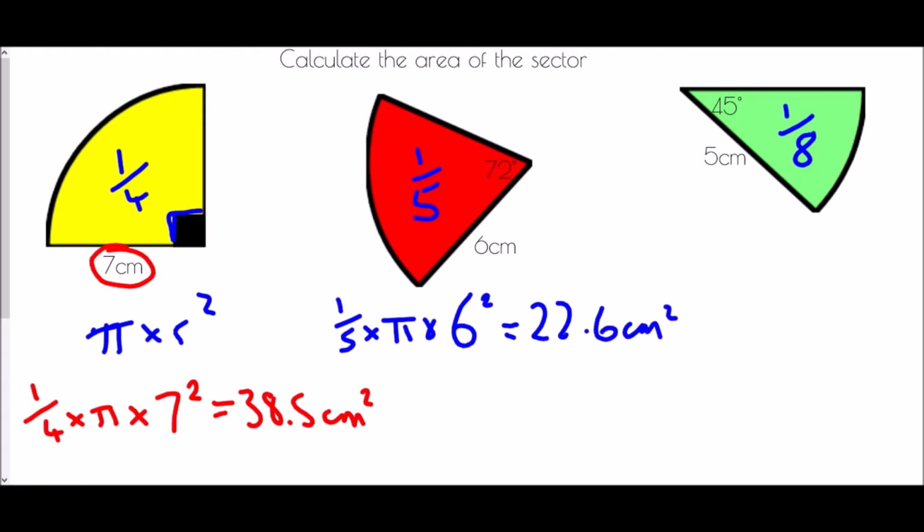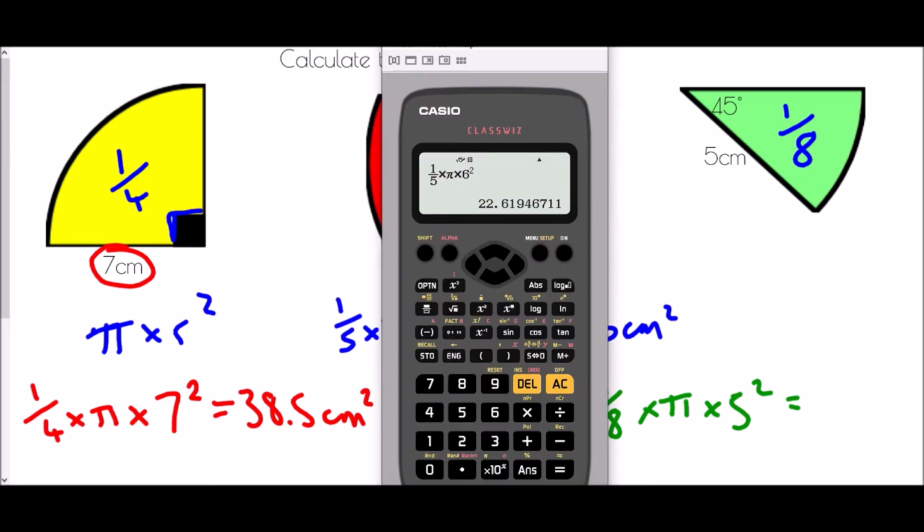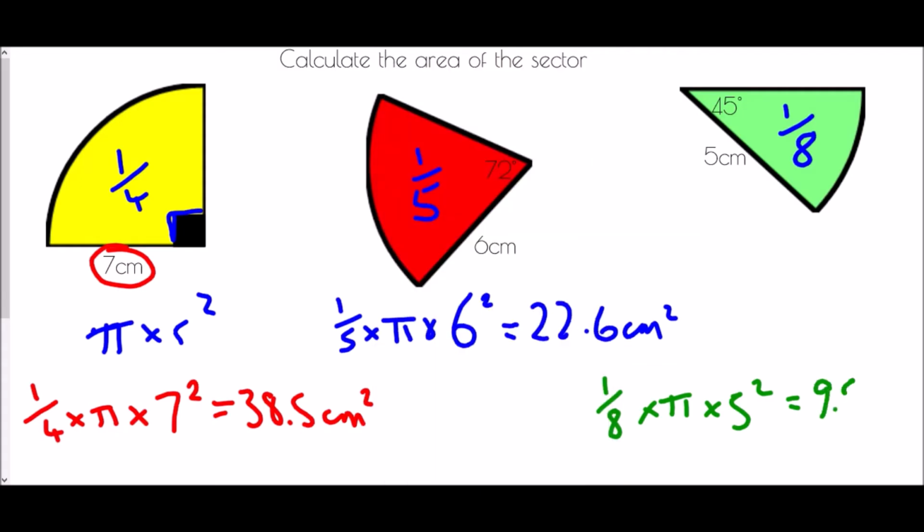centimetres squared. And for our last shape, we know that this is an eighth of a full circle, and so we just need to times it by the area for a full circle, which would be times 5 squared, and see what we get. And so 1/8 times pi times 5 squared equals 25/8 pi. Let's turn that into a decimal. We get 9.8. And so 9.8 centimetres squared.